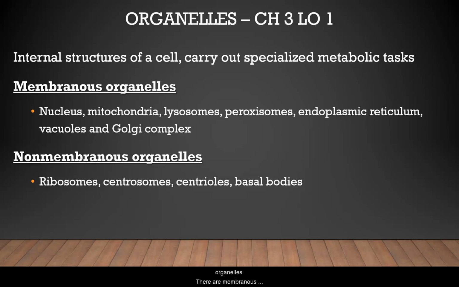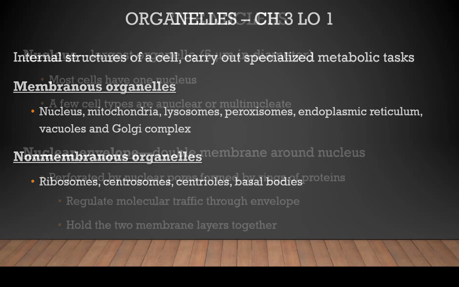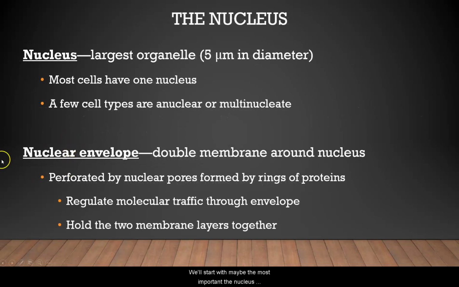So there are membranous organelles, things like the nucleus, mitochondria, lysosomes, peroxisomes, endoplasmic reticulum, vacuoles, and the Golgi apparatus. And there are non-membranous organelles like ribosomes, centrosomes, centrioles, and basal bodies. We'll talk about the ones that appear on your list now. We'll start with maybe the most important, the nucleus.